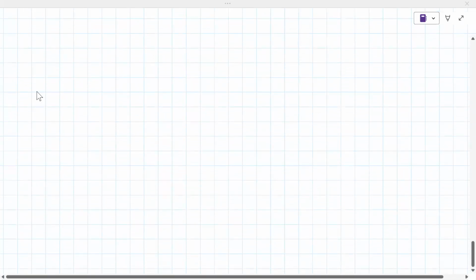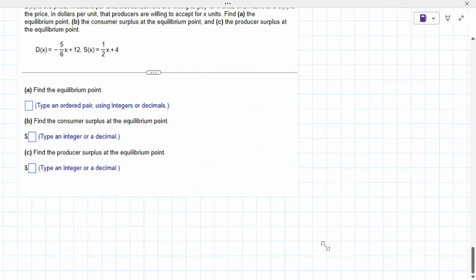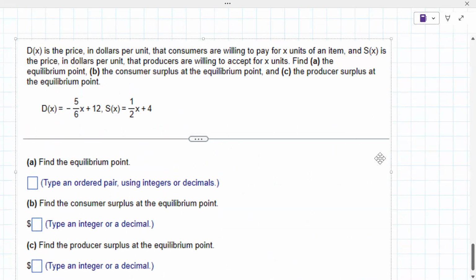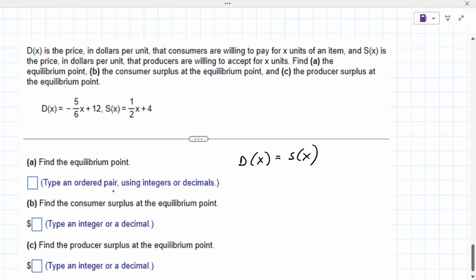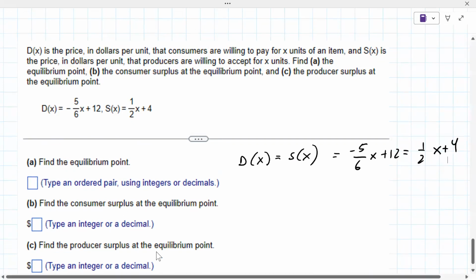Equilibrium. Okay, find the equilibrium point. That's setting d of x equal to s of x. Now the next parts, B and C, do require us to actually find this. So we're going to set these equal like that, and then we're going to solve for x.